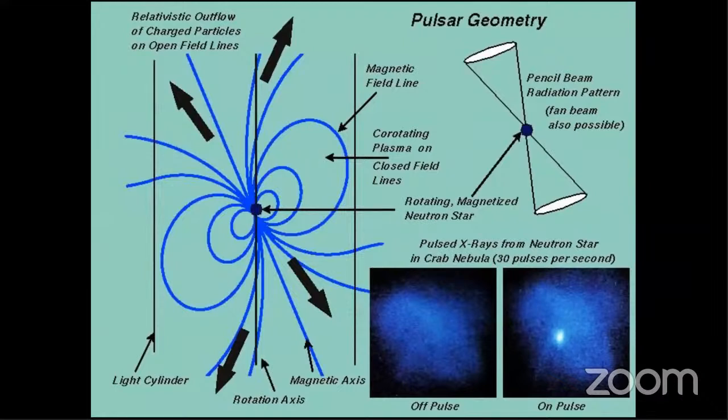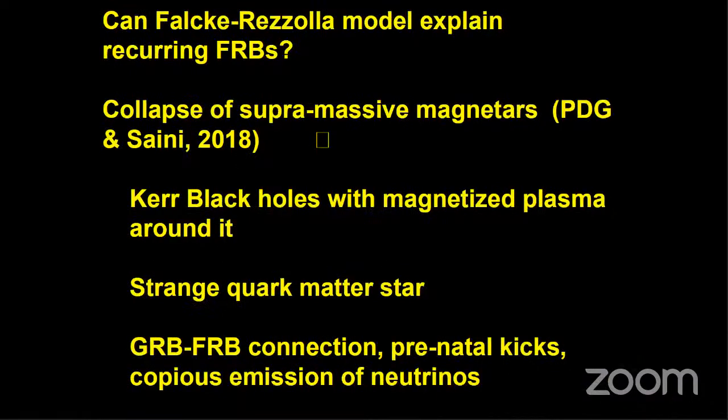The currently popular models for the FRBs are either magnetars, which are pulsars having magnetic field more than 10 to the 14 Gauss, or the Falcke-Rezzolla model, which is about collapse of supramassive pulsars as they lose their angular momentum due to magnetic braking. Now, with my student Nidhi Saini, I worked out that if you have supramassive magnetars, which by the Falcke-Rezzolla model collapse, they, under certain conditions, can also explain a half a dozen or so repeating or recurring fast radio bursts. It could be that they form curved black holes embedded within magnetized plasma.